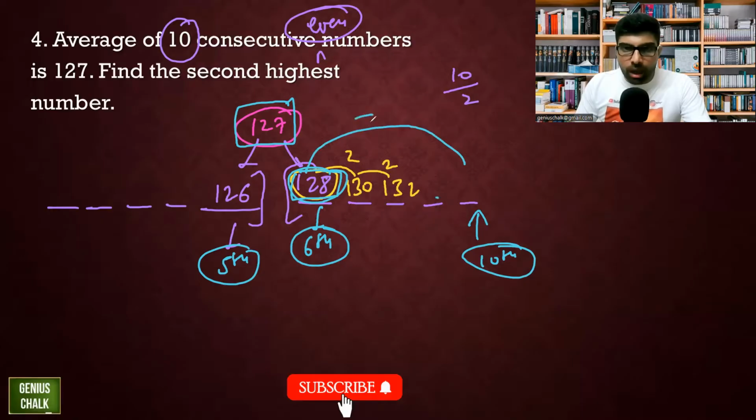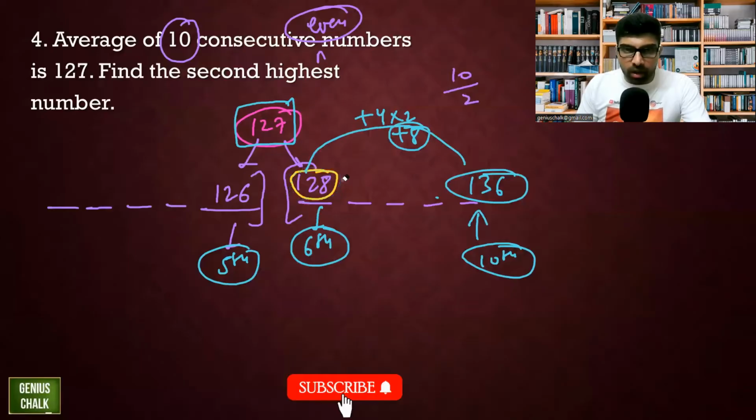There is a 4 gap and every number is having a difference of 2. So that means it should be 128 plus 8, it has to be 136. Are you getting my point? What I'm saying is, if this number is 128, the next number must be 130. Every number is having a difference of 2.